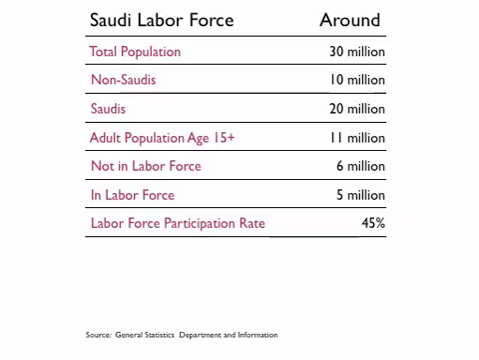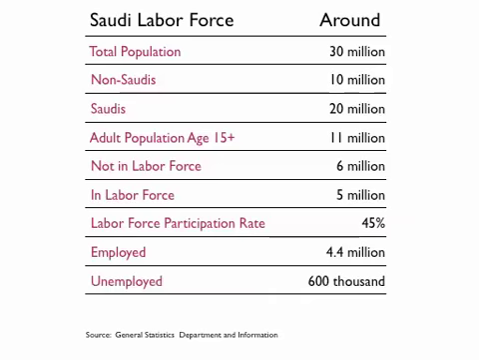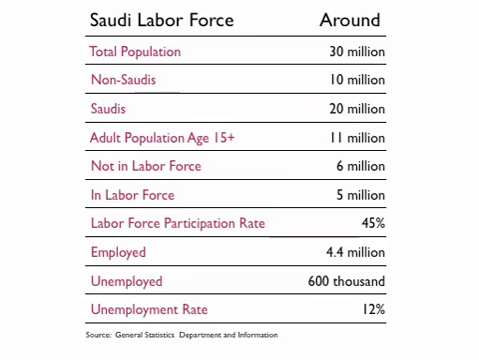Now, we split the labor force into 2 separate groups. Those are currently employed and those that are unemployed. In this case, there are about 4.4 million of that 5 million that are currently employed, and about 600,000 are unemployed. The unemployment rate is the 600,000 divided by the size of the labor force. So it'll be 600,000 divided by 5 million. So we have approximately 12% of the Saudis in Saudi Arabia that are currently unemployed.